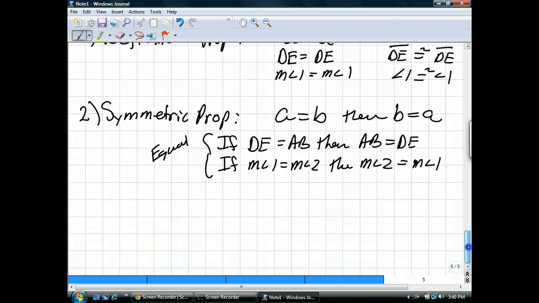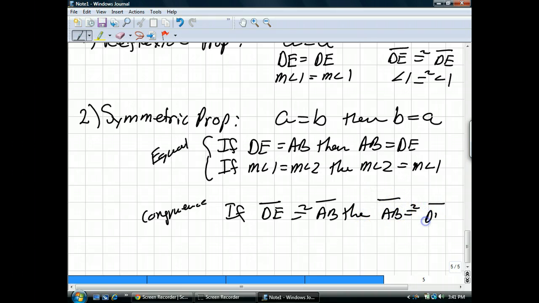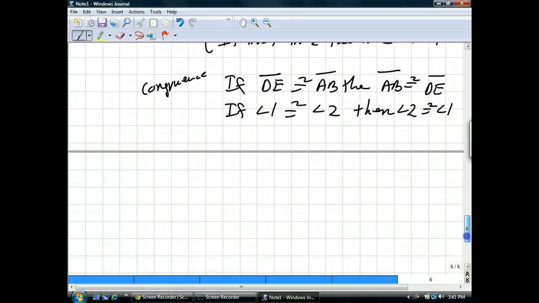Okay. Now if we're talking about congruence, then we would say if segment DE is congruent to segment AB, then segment AB is congruent to segment DE. Okay? Or if angle 1 is congruent to angle 2, then angle 2 is congruent to angle 1. Okay? And then we have what's called the transitive property.